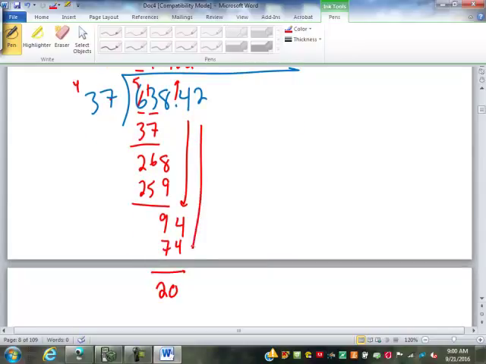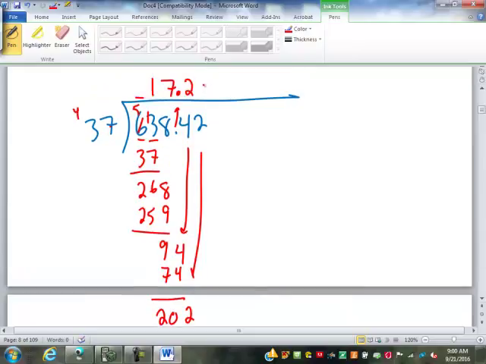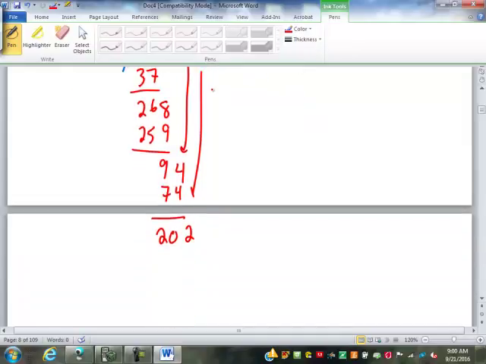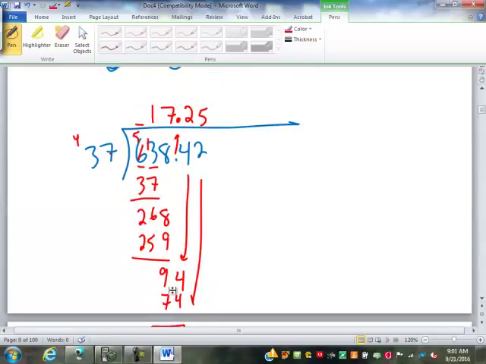Bring down the 2. 37 into 202. 5 times does it go? Why not? Let's try it. 5 times 7 is 35. 5 carry the 3. 5 times 3 is 15, plus 3 is 18. There's 17 left over. So that works. What's left over has to be smaller than what we're dividing by, is all that matters, right? It can't be negative.